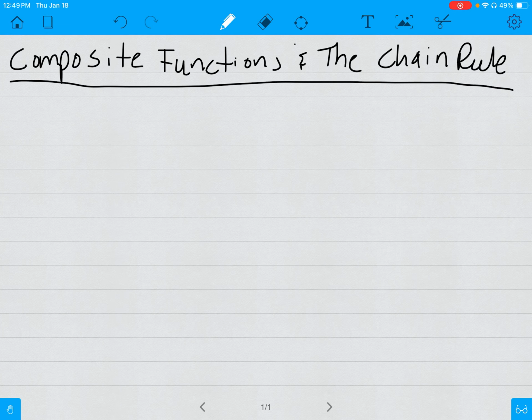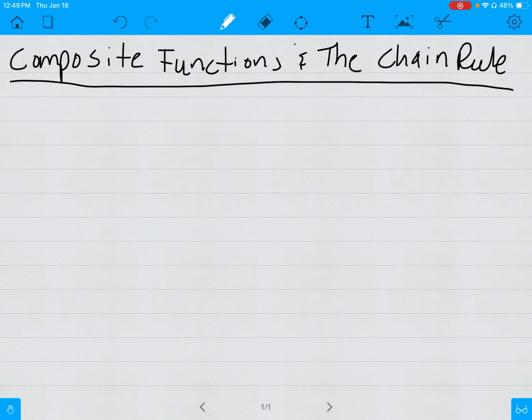So this section is all about composite functions and the chain rule. Now, we've been through a bunch of derivative rules up to this point, including the product and the quotient rules that we talked about last time. The chain rule is a rule that we need to take derivatives of functions under very specific circumstances, and those are what are known as composite functions.